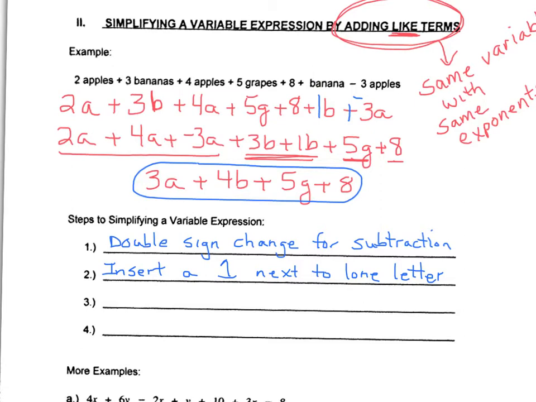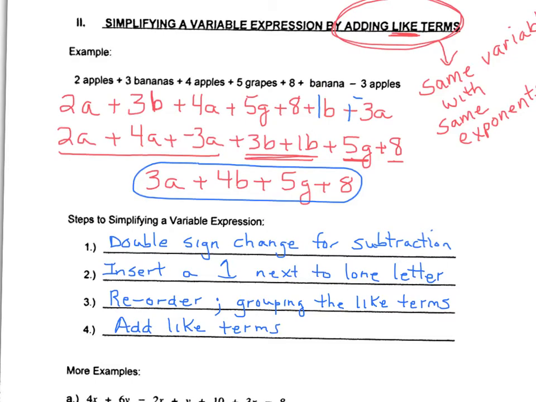Number 3, we reordered everything. We reordered it, and we put like terms together, grouping the like terms. So we put all the a's first, or the apples, and then the bananas, etc. And we can reorder in an addition problem. That's called the commutative property. And then number 4, we added up the like terms. If they were alike, we added them together.